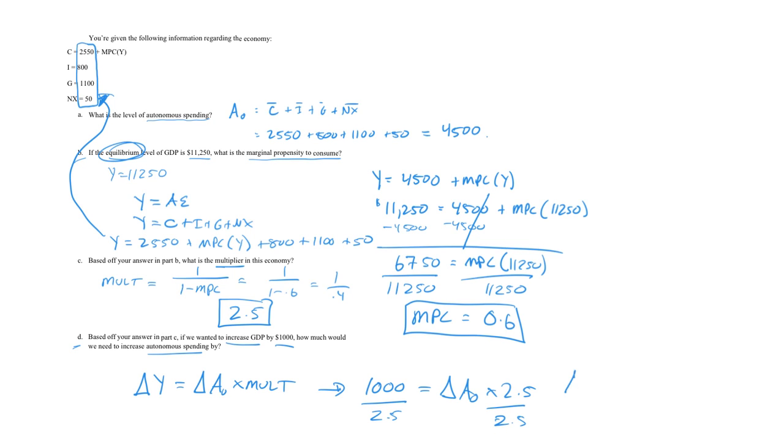I get 1,000, right? My change in autonomous spending is going to be 1,000 divided by 2.5. I plug that into my calculator, 1,000 divided by 2.5, and I get 400. So if I want to increase GDP by 1,000, holding all else constant, how much do I have to increase autonomous spending by? It would be 400, because 400 multiplied by the multiplier 2.5 would equal the 1,000. There you go, a 5-minute question here based on that aggregate expenditure chapter in an introductory macroeconomics class.